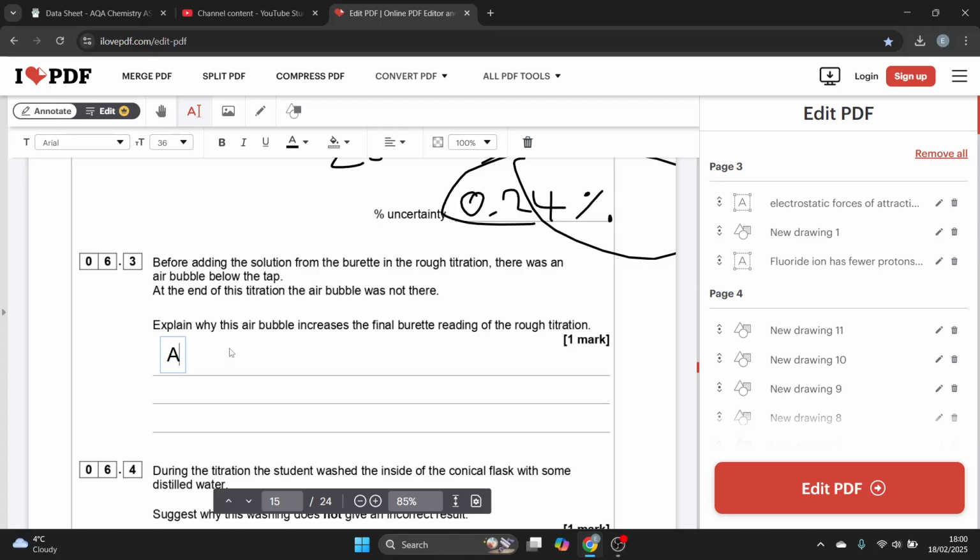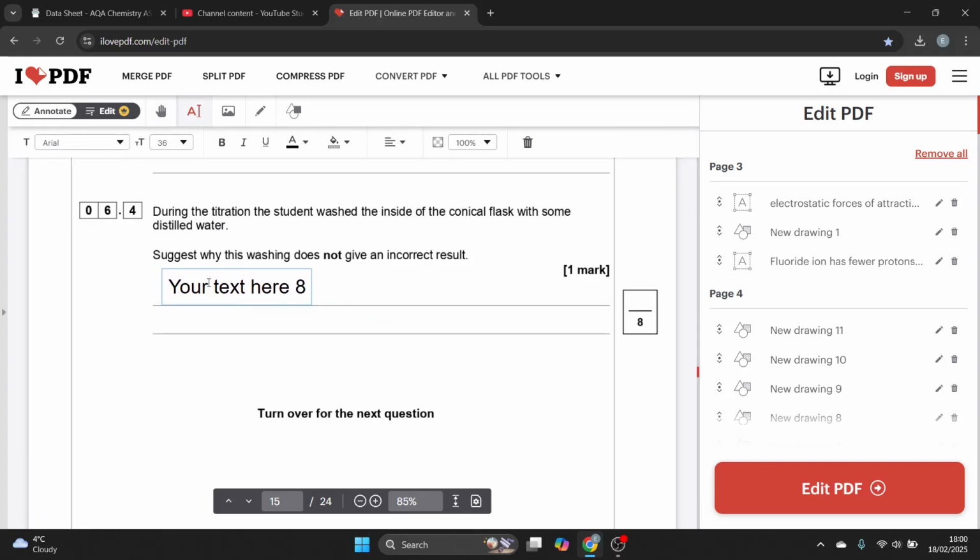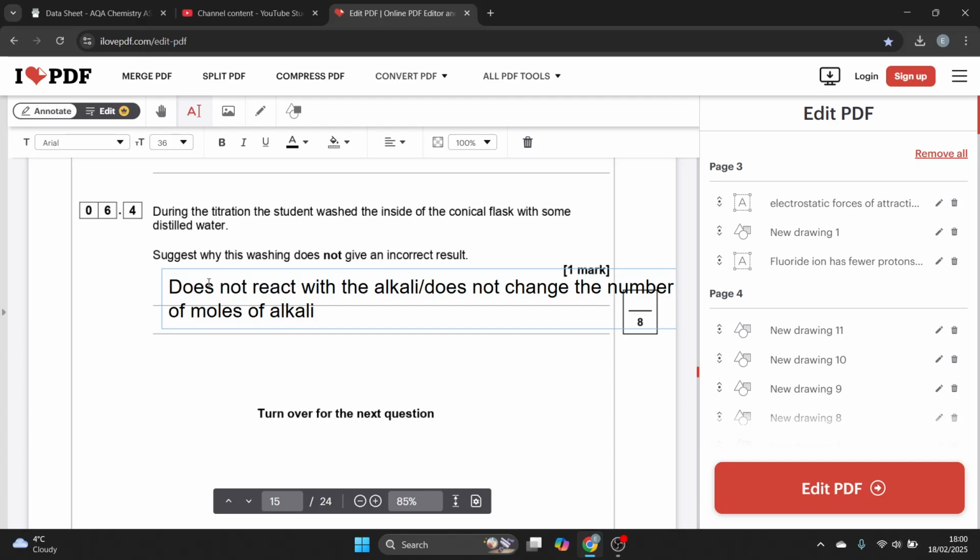The idea is that the air bubble takes up volume that would be filled by solution. Suggest why this washing does not give an accurate result when you wash the inside of a conical flask with some distilled water. It does not react with the alkali / does not change the number of moles of alkali.